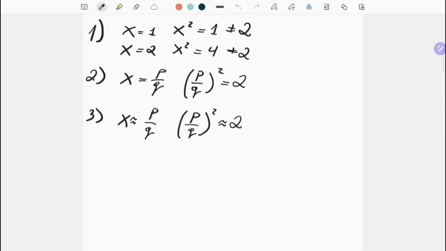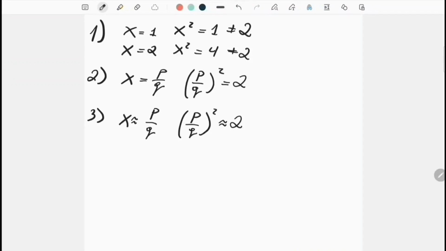Of course, one should keep in mind that only some finite sequence of digits in the decimal expansion of p over q will match with the respective digits in the decimal expansion of x. And this is because x and p over q are only approximately equal to each other.